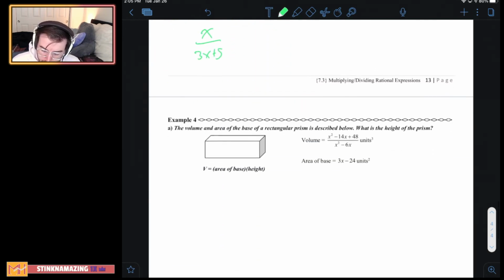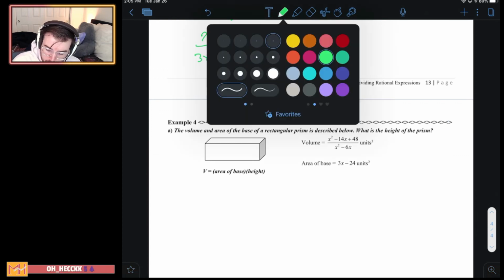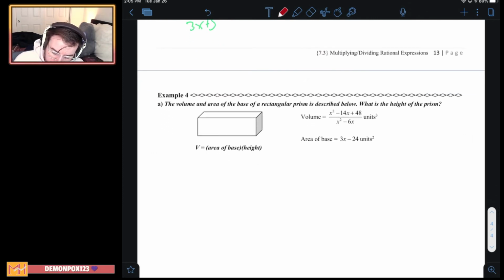All right. The very last question, and we're going to be under 20 minutes. I'm incredible, right? Don't answer that. So, one last question here at the end, too. Volume equals area of the base times the height. So we need to find the area of the base and then multiply it by the height.